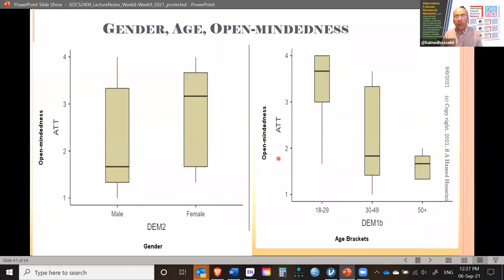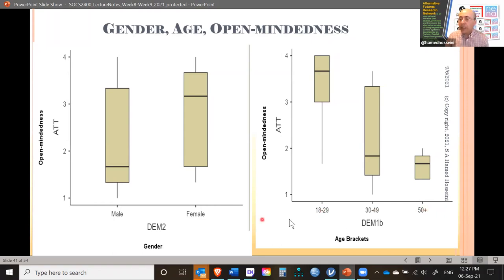Okay, I did the same with open-mindedness versus gender, and as you know, this is what we discussed. The median for the female is well above males. They're more open-minded. I thought, how about age? I had age groups, right? Now I'm treating age groups as if they're nominal. They're just groups.